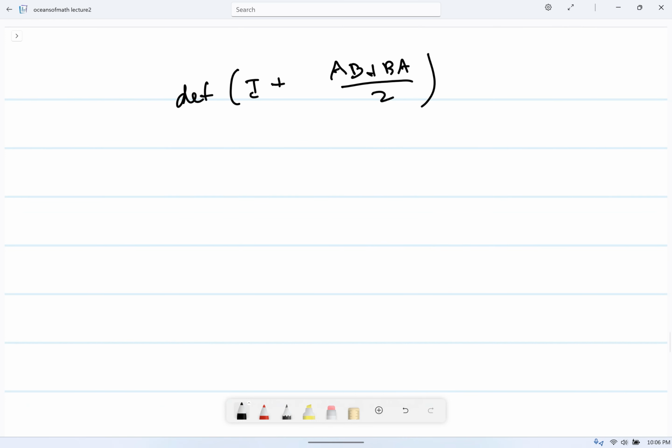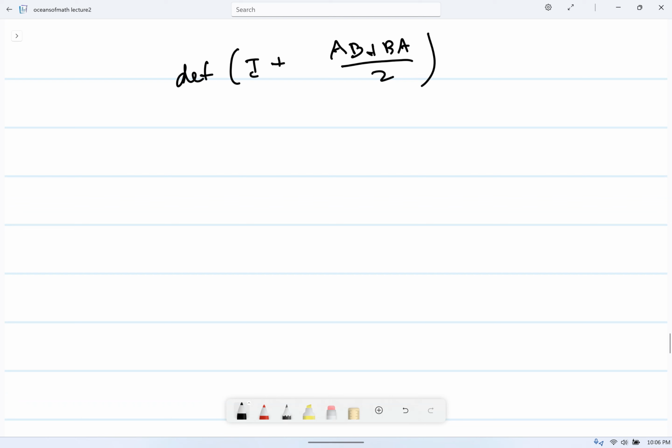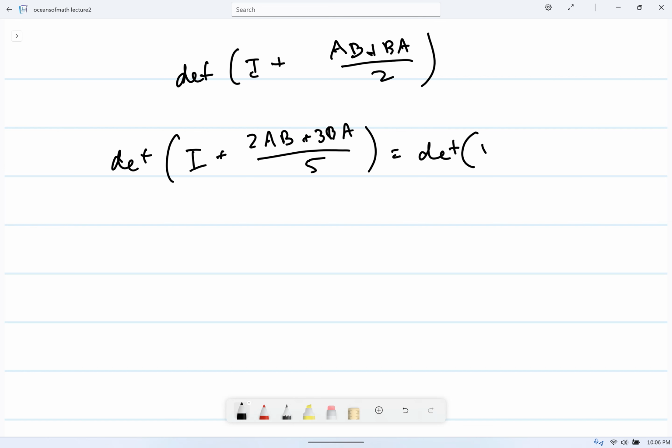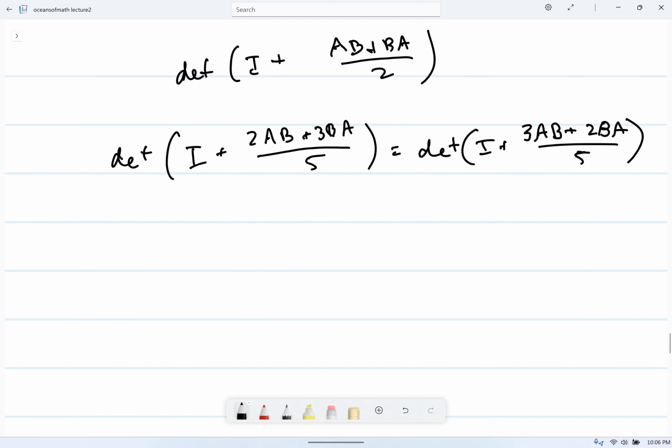And so for your reference, I'm going to rewrite the problem out here. So determinant of I plus 2AB plus 3BA over 5 is equal to determinant of I plus 3AB plus 2BA over 5. All right, so this is what we're trying to show.